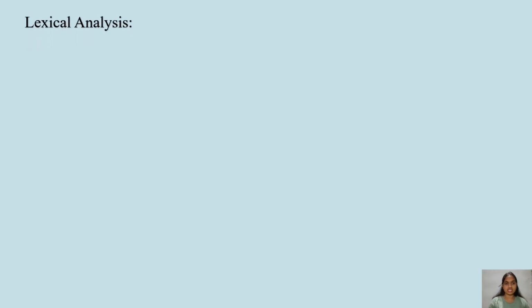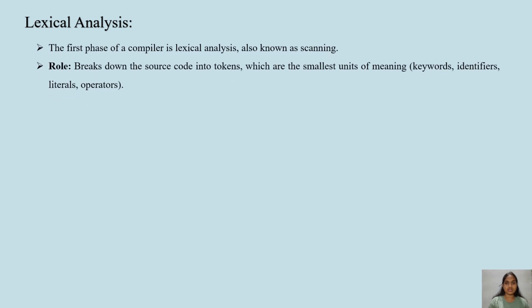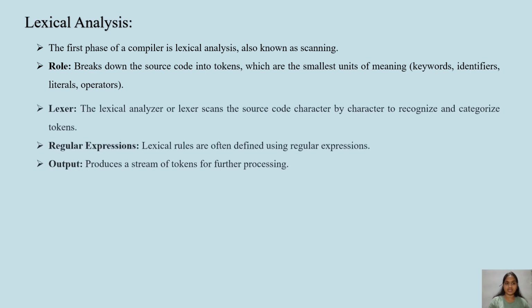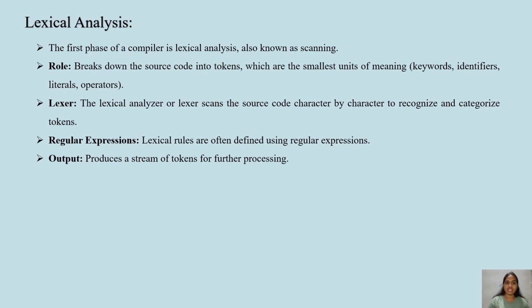The first phase is lexical analysis. It is also known as scanning. It breaks down the source code into tokens, which are the smallest units in the program. Examples of tokens are keywords, identifiers, literals, and operators. The role of the lexer is to scan the source code character by character, categorize the tokens and recognize them. It uses regular expressions. Lexical rules are often defined using regular expressions. The output of lexical analysis is a stream of tokens for further processing.